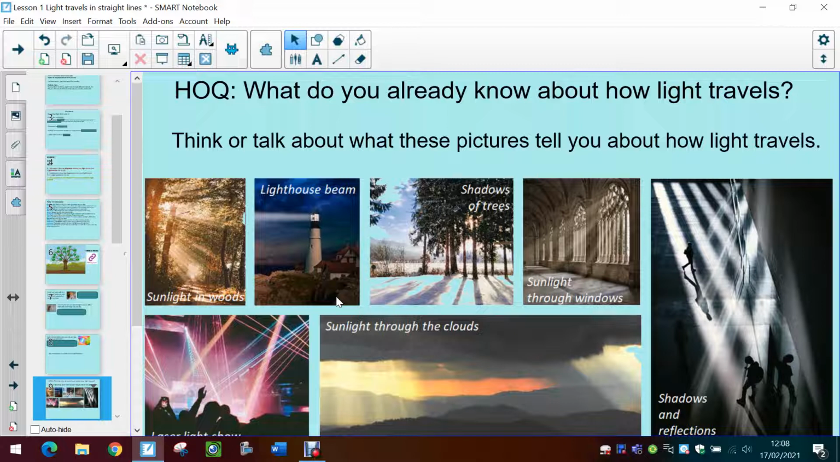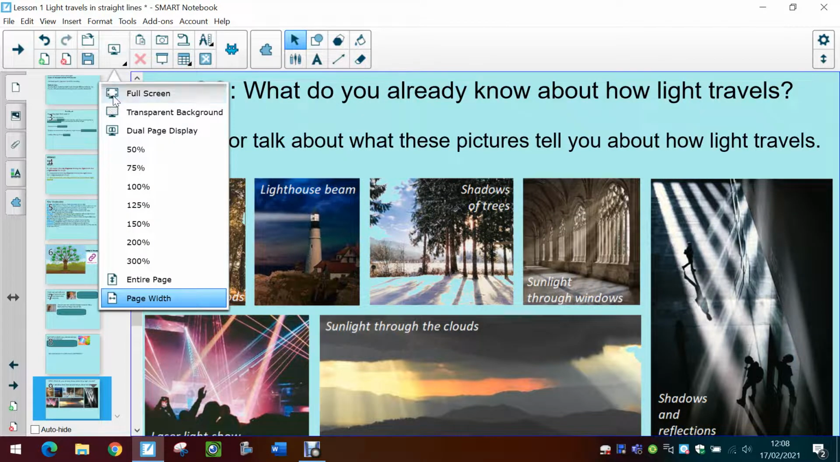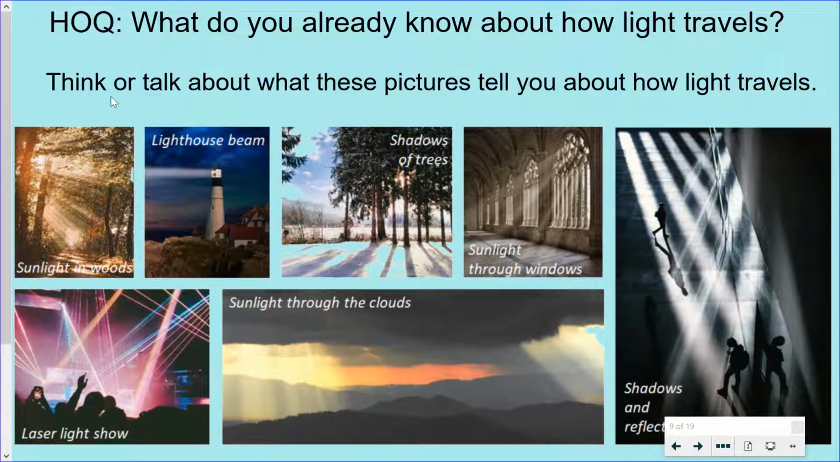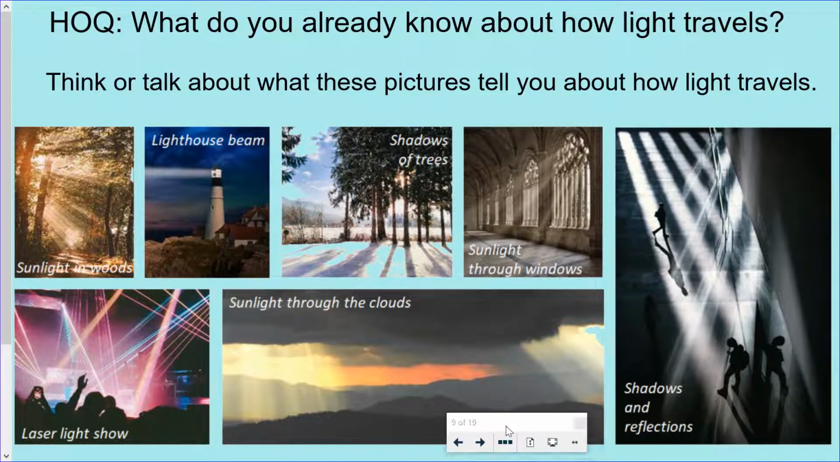Okay, so what do you already know about how light travels? Think or talk about, if you're working with an adult, what these pictures tell you about how light travels. So just read the description. I'll make it a little bit bigger. Study the image carefully. This isn't just a 5-second task. It's more like 5 to 10 minutes. Really think about, perhaps write down, what these pictures tell you about how light travels. Pause the video and have a go at that now.